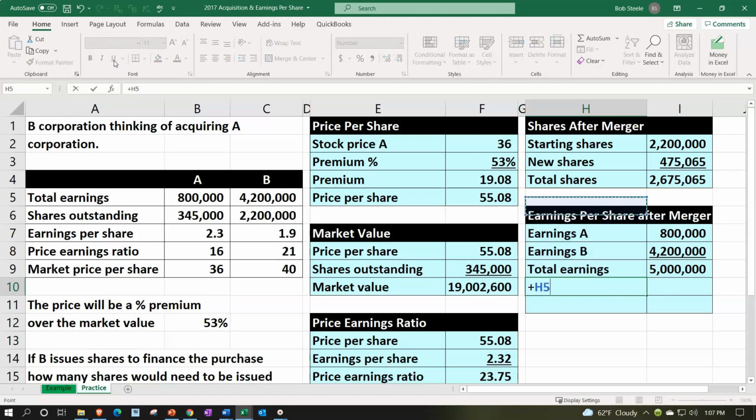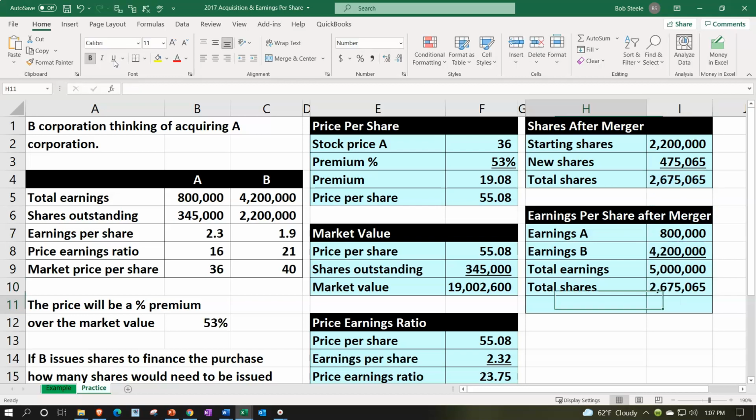Total shares at this point would be the 2,675.65, and then we've got the earnings per share after, and that's going to be equal to the 5 million divided by the 2,675.65, which would give us, going to the number group, adding a couple decimals, the 1.87. So the 1.87, which is close to basically the earnings per share before the process.